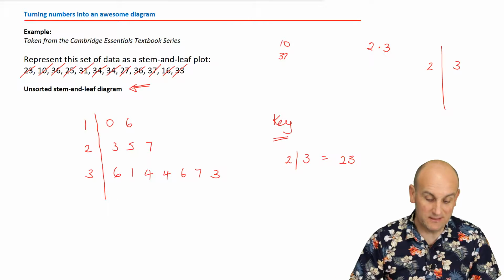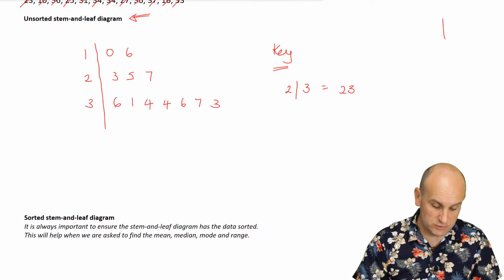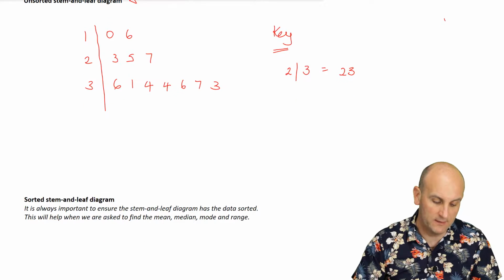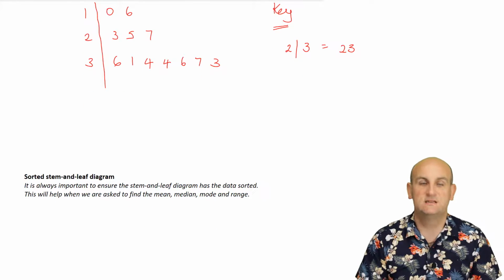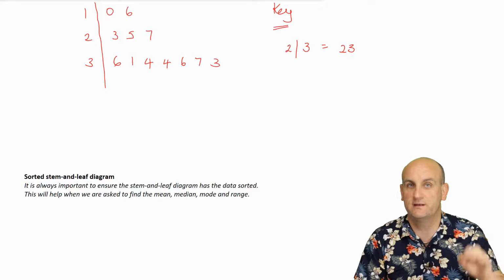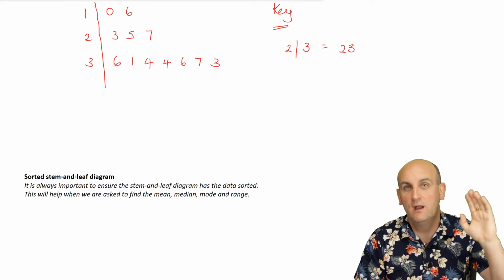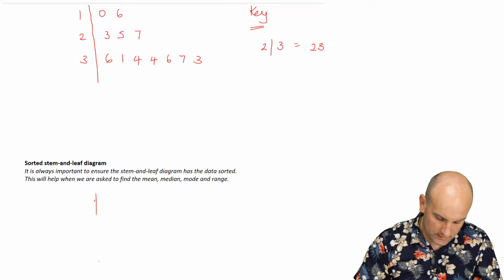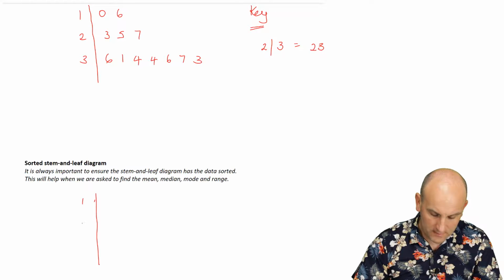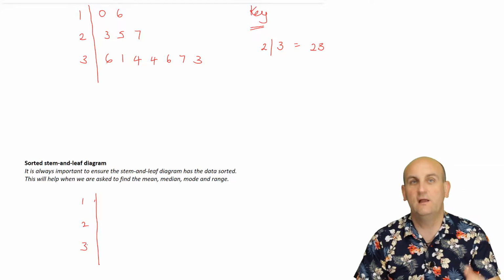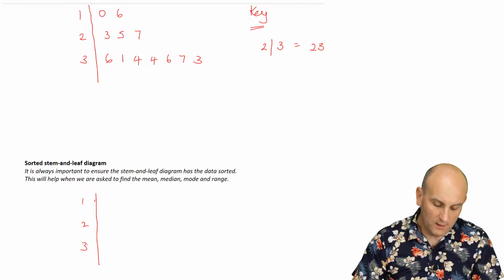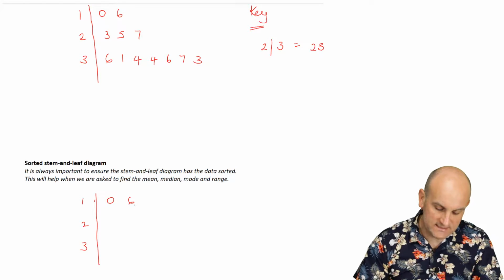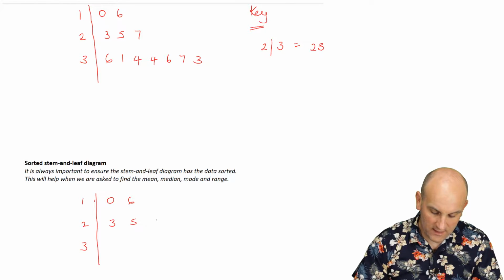And ladies and gentlemen, that's pretty much it. That is my unsorted stem and leaf diagram. So what is a sorted stem and leaf diagram? Well, we're going to take the unsorted stem and leaf diagram and put all of those leaves in order. So, hoping I've got enough room here, I'm going to do 1, 2, and 3. Obviously, they are already in order. 0 followed by 6 is already in order. Then we luckily have 3, 5 and 7.